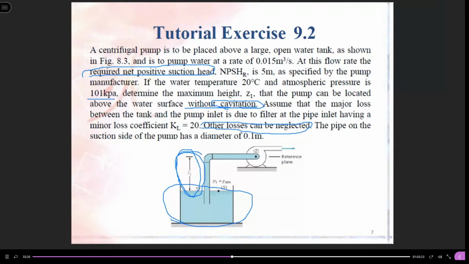Please note that for this question, the major loss is equal to the minor loss, and other loss can be neglected. So the total head loss is the minor loss.